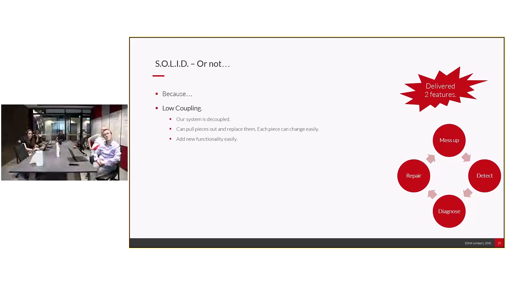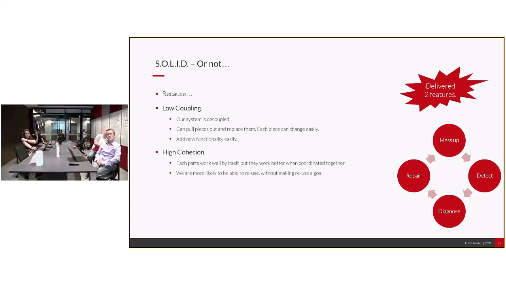We have low coupling. The entire system is decoupled. Individual pieces can be pulled out, replaced. Each piece can change independently. The force transmission is minimal, right? And guess what? You can add new functionality easily. Like somebody said, MongoDB. Well, go for it. Add it, right? You probably just need to change, actually, you don't even have to change. If you use dependency injection, I think you're taken care of already, or maybe one file.